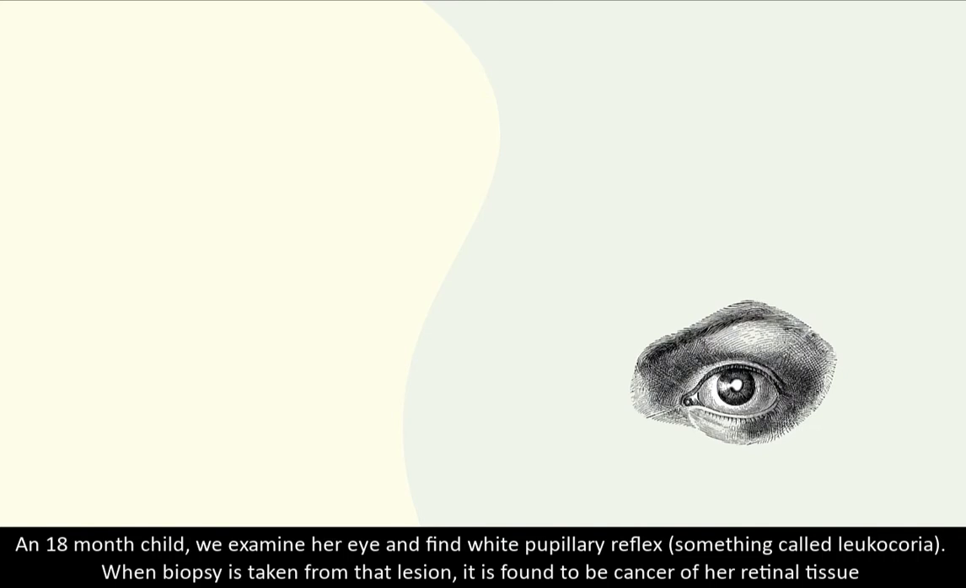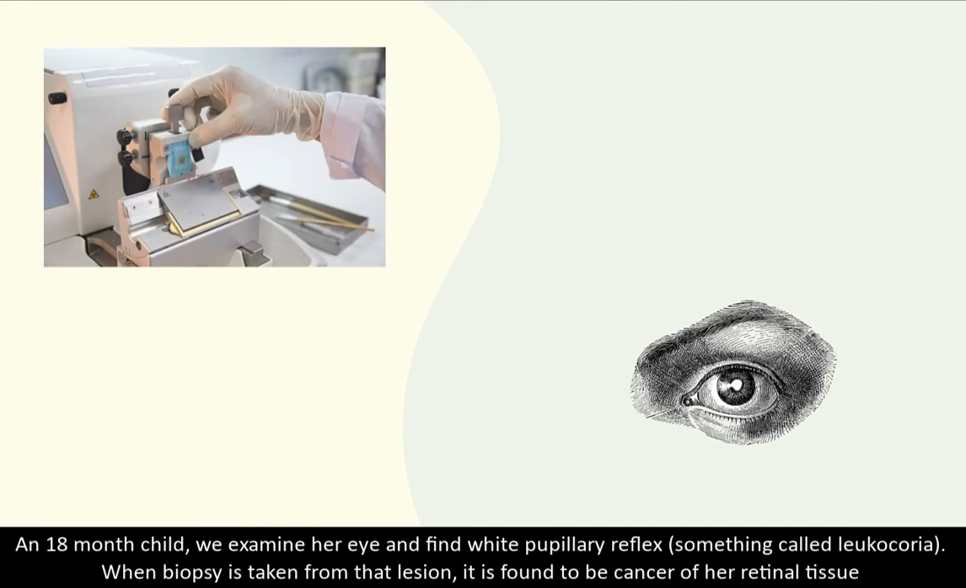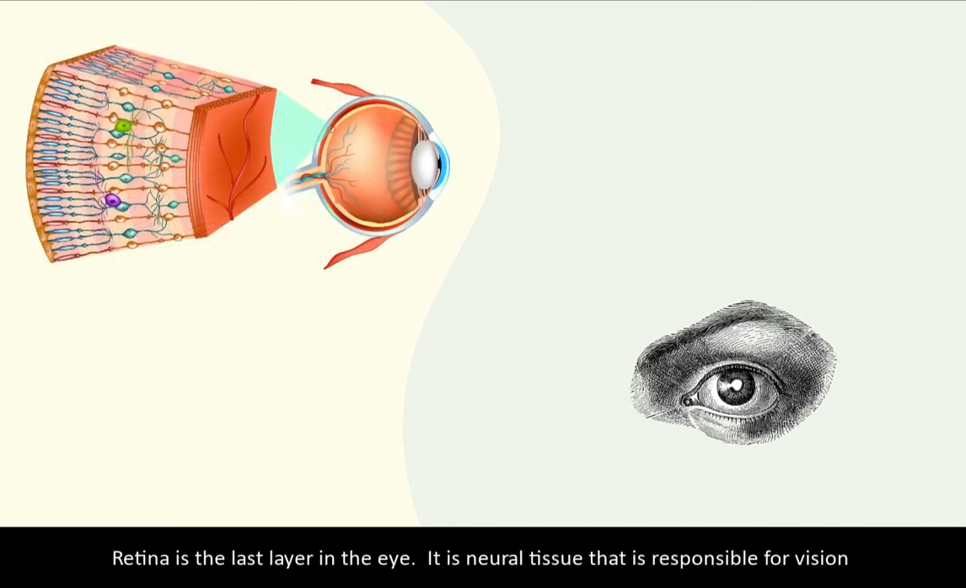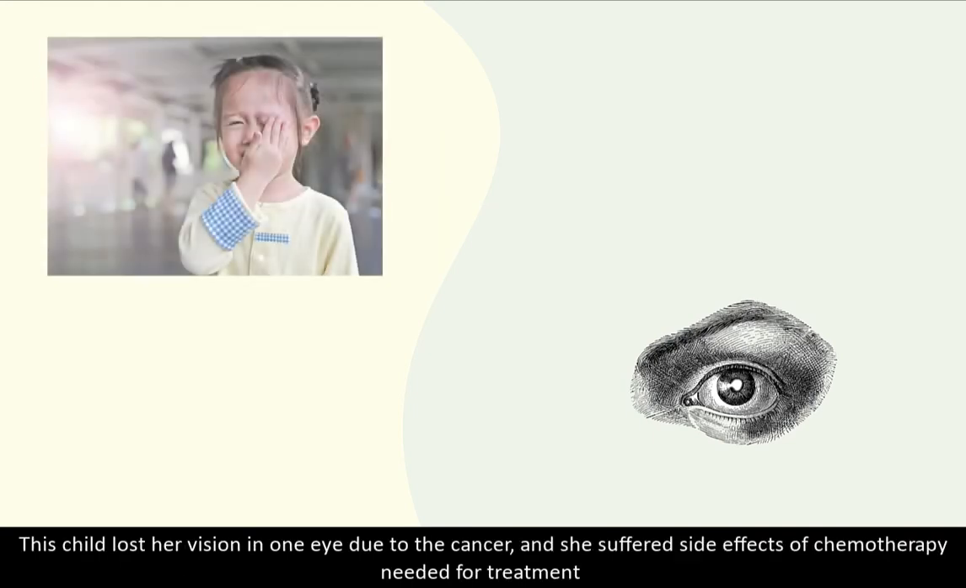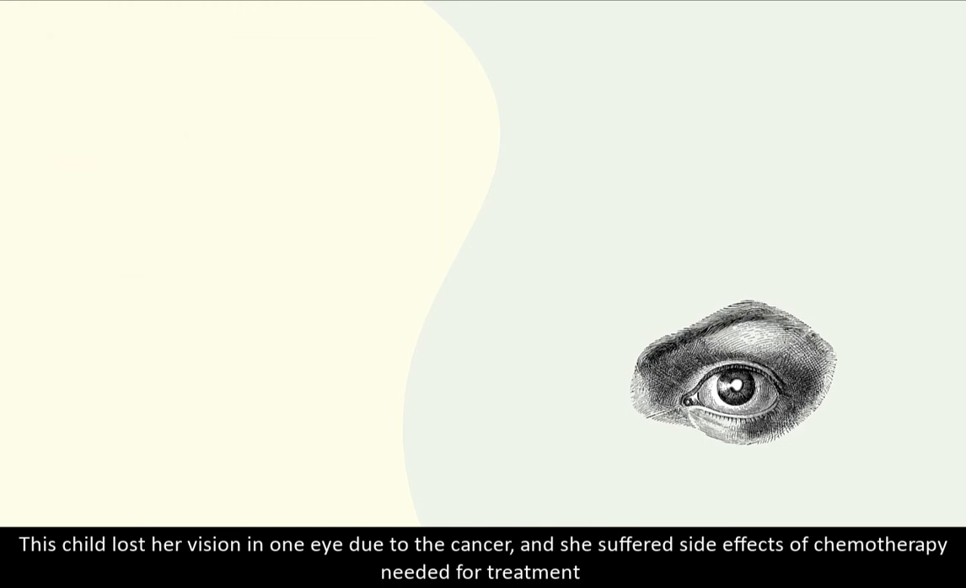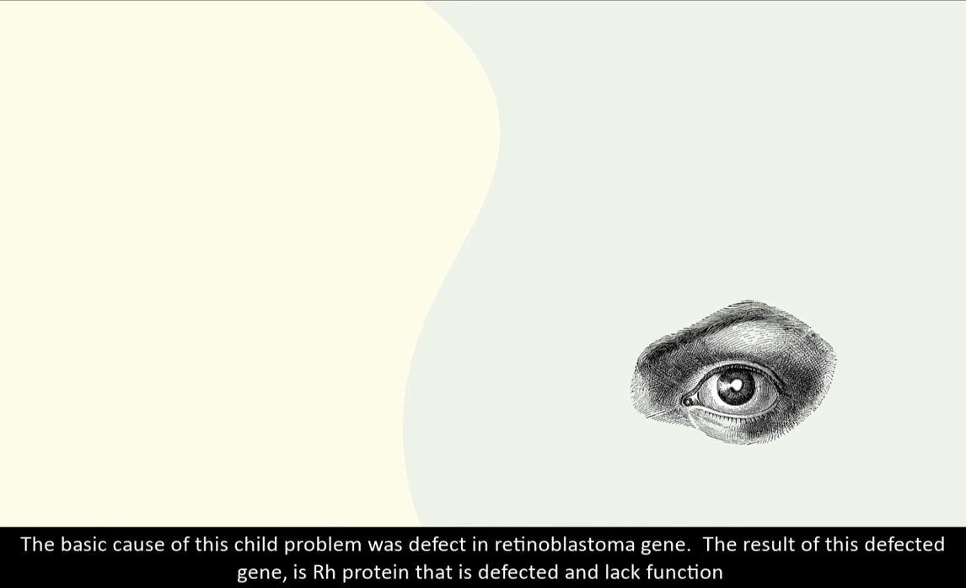An 18-month-old child: we examine her eye and find a white pupillary reflex, something called leukocoria. When a biopsy is taken from that lesion, it is found to be a cancer of her retinal tissue. The retina is the last layer in the eye. It is the neural tissue that is responsible for vision. This child lost her vision in one eye due to the cancer, and she suffered side effects of chemotherapy needed for treatment. The basic cause of this child's problem was a defect in the retinoblastoma gene.